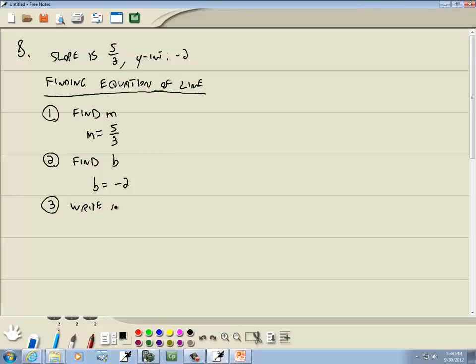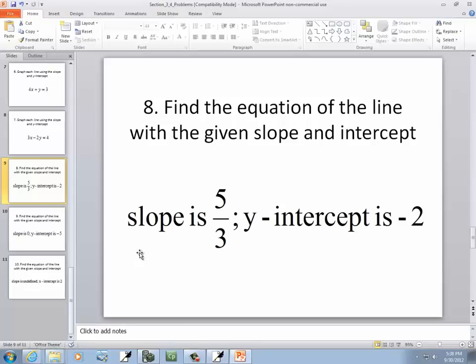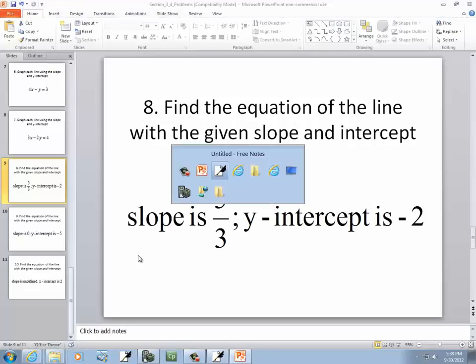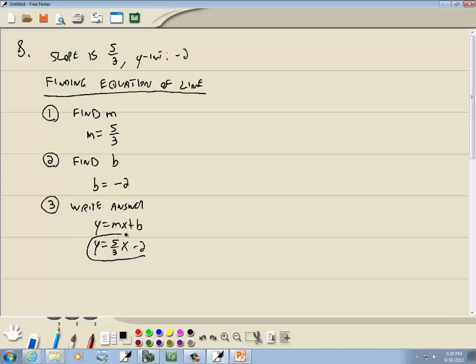And then step 3 is to write our answer. Our answer is we want y is equal to mx plus b. So you have to actually plug in the m we found, which was 5/3, and plug in the b, which is -2. Find equation in line with the given slope and y-intercept. That's all they're wanting us to do there, not wanting us to graph or anything. So that'd be our answer.